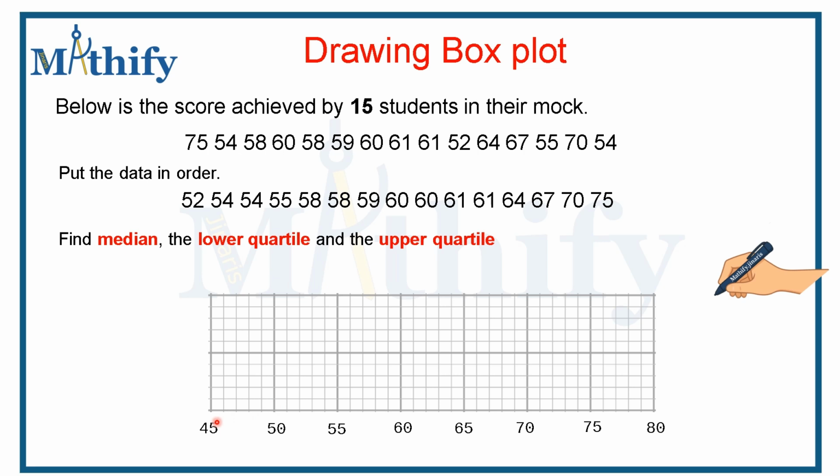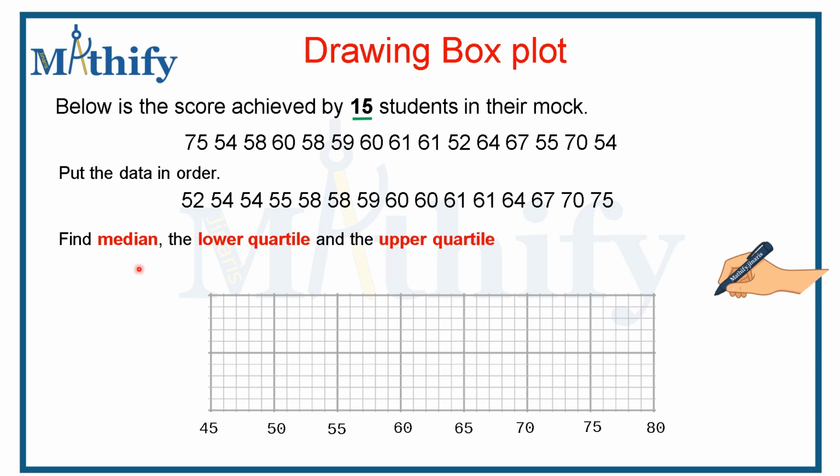Why did I start off 45? Because our lowest number is 52. I allowed enough space just so that the data are spread beautifully and it's easily visible. So we know that there are 15 students that were scored in the mock exam.